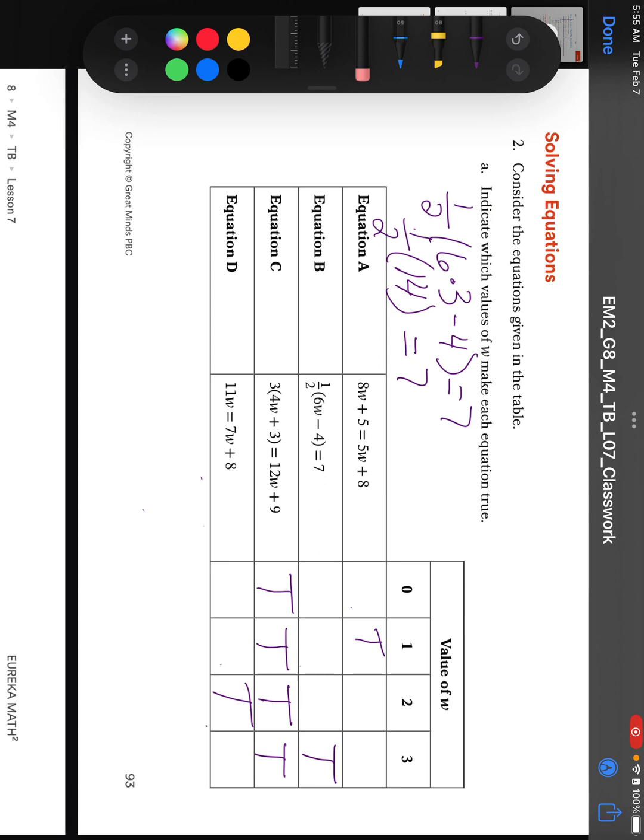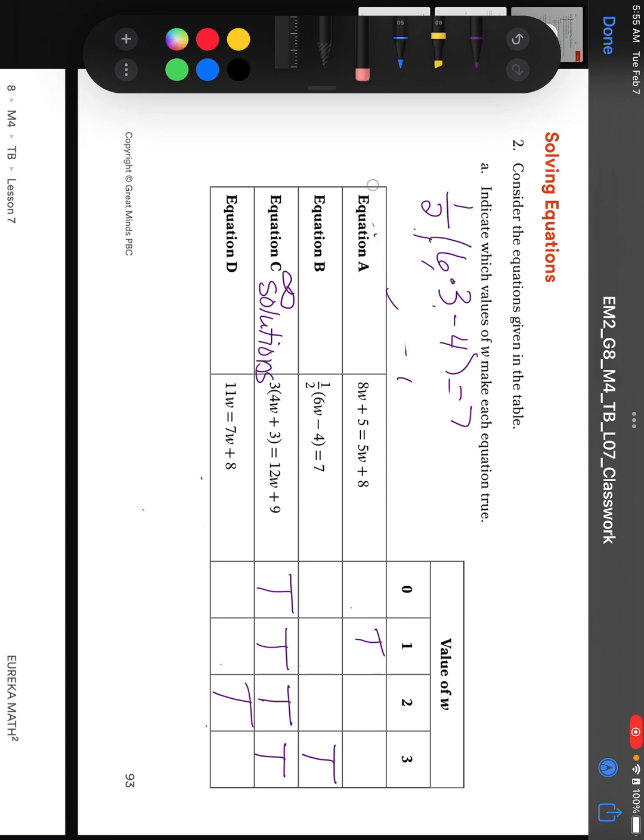It either has one solution, or equation C, actually we're going to say that equation C has an infinite number of solutions. So we'll take a look at why that is, right? It doesn't matter what number we put in for W, it's always going to end up being true.